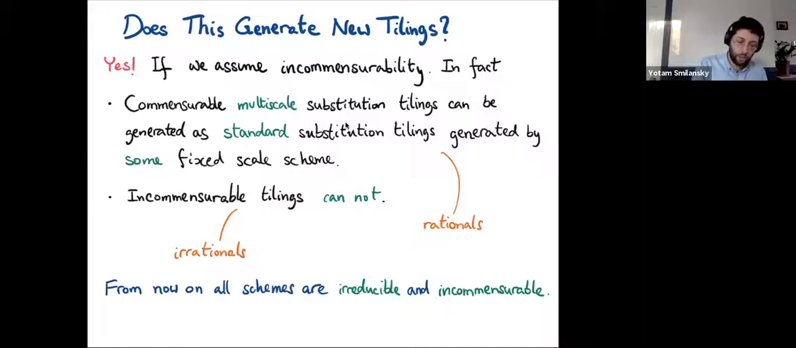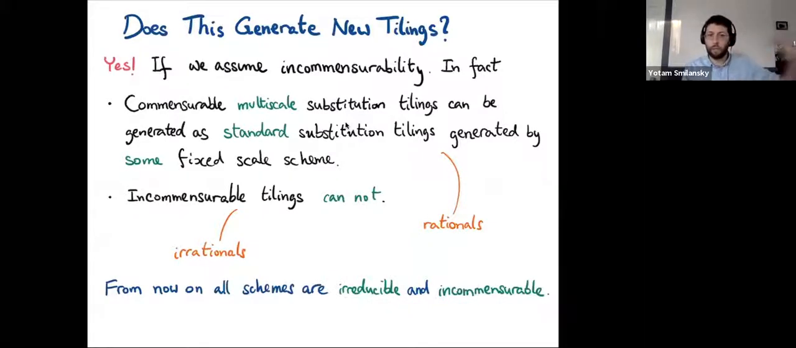Okay, so we assume, for this reason exactly, from now on that all schemes are both irreducible and incommensurable. Irreducible is just a technical thing, because if a scheme is not irreducible, then you can just throw some of the prototypes in the bin and you'll be okay. Nothing will happen. Incommensurability is the crucial part. This is our new ingredient here, this irrationality that we put into this construction of substitution tilings.